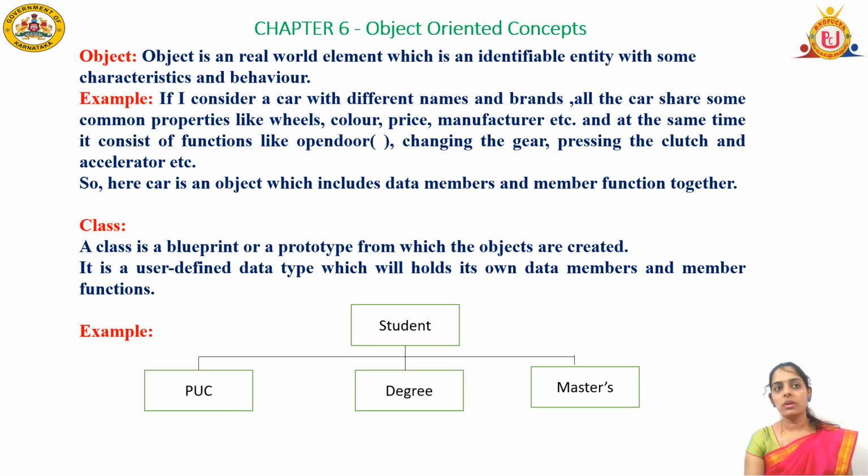So how are we going to define a class? It is a blueprint or a prototype from which the objects are created. Or we can say it is a user-defined data type which holds its own data members and member functions. So this was regarding classes and objects.